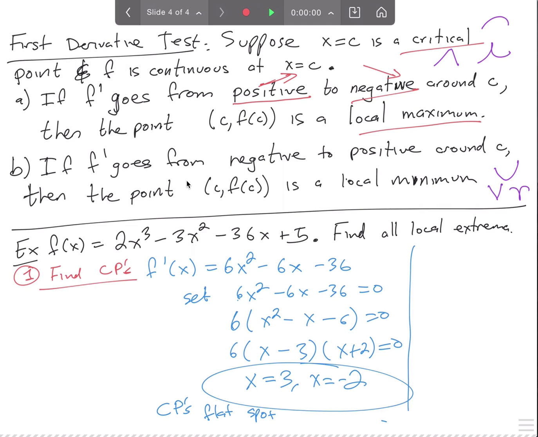Okay, now, what's the second thing that we want to do after that? We want to actually do the first derivative test. So apply FDT, first derivative test. What you want to do is make a number line, and put your critical points on the number line. So here's minus 2, and here's 3.